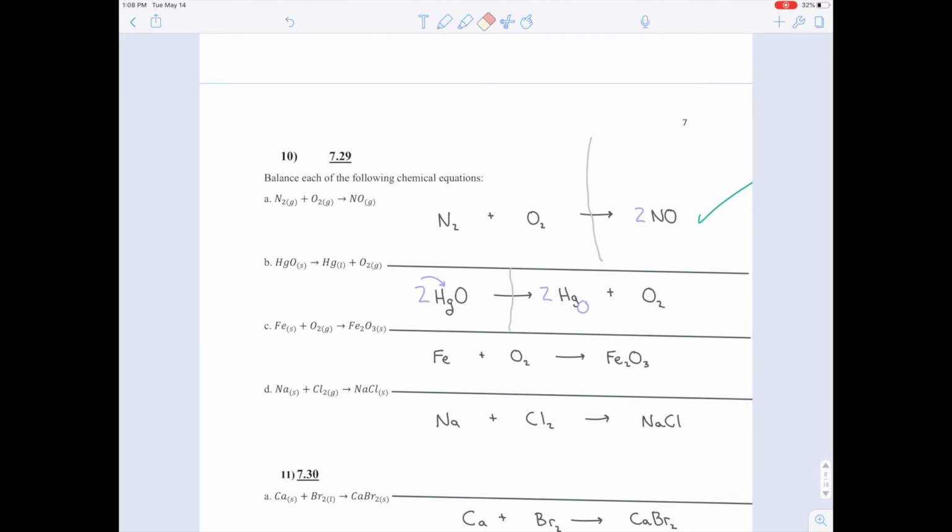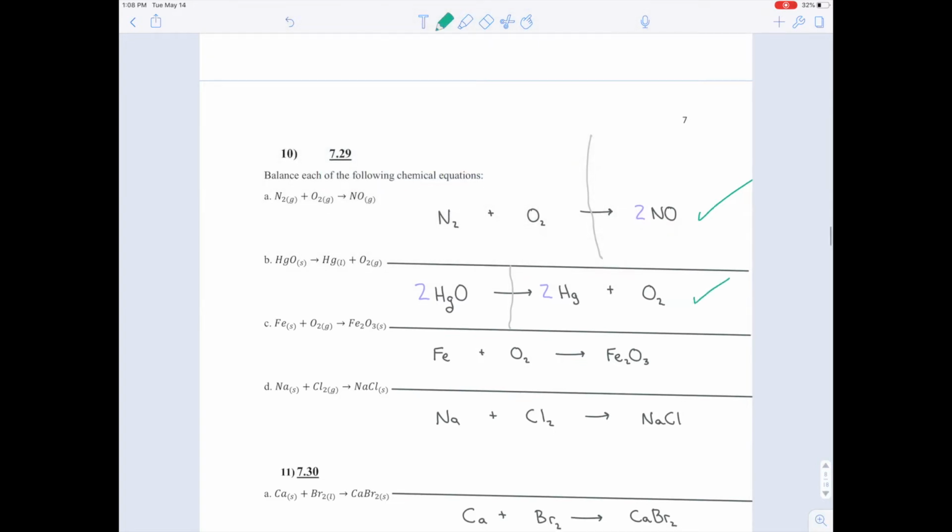2. So we have 2 mercuries on the left, those are the Hgs, 2 mercuries on the right, so those are balanced. Distribute the 2, we have 2 oxygens on the left, 2 oxygens on the right, so the oxygens are balanced, everything is balanced, and so this equation is balanced.